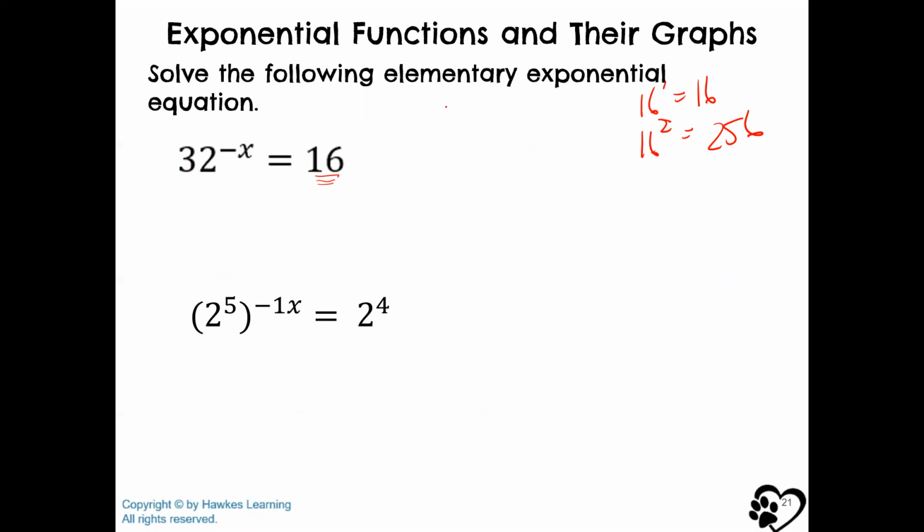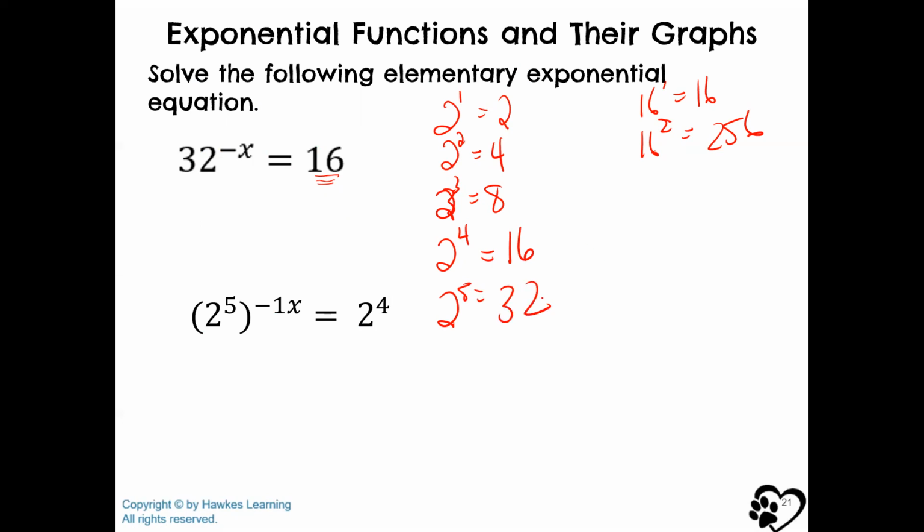So if I think about the powers of 2, 2 squared would be 4. 2 to the 3rd power is 8. What about 2 to the 4th power? 2 to the 4th power is 16. And then what about 2 to the 5th power? 2 to the 5th power is 32. Which means I can change the bases to a 2, right? So I'm just rewriting 32 only, I'm ignoring this for a minute. So 32 is 2 to the 5th power. So now these are equal, right?